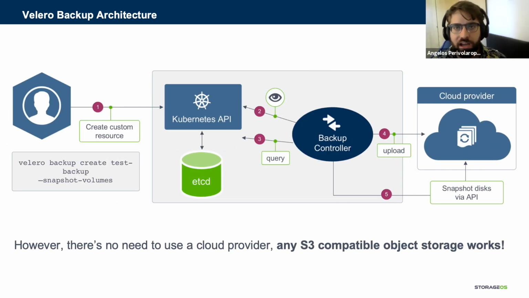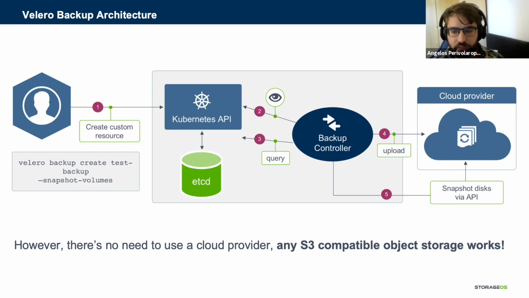So let's talk a little bit about how the Velero backup architecture works. Velero works like an operator, which means you create a custom resource. In this case, we create a custom resource by running a command with the CLI in the form of something like that. Then this custom resource is created in the Kubernetes API, which is being watched by the backup controller, in this case, the Velero server pod. And when it sees a change in the Kubernetes API in the form of a new custom resource, it performs the backup. After it manages to gather all the files and the data from the Kubernetes API, it then uploads them to a cloud provider.